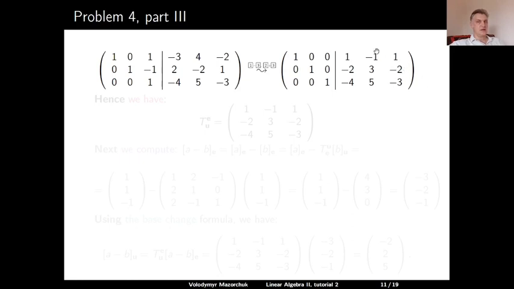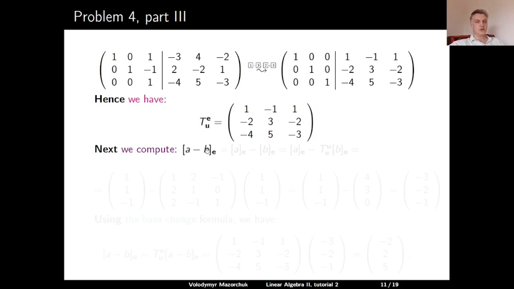And now the matrix here on the right-hand side is exactly the transformation matrix from the basis U to the standard basis E. So we just copy this matrix. So this transformation matrix is equal to 1, minus 2, minus 4, minus 1, 3, 5, 1, minus 2, minus 3, read column-wise.